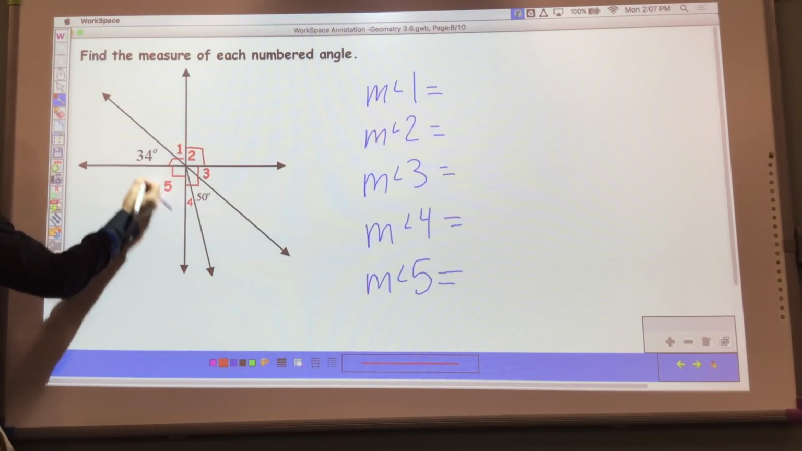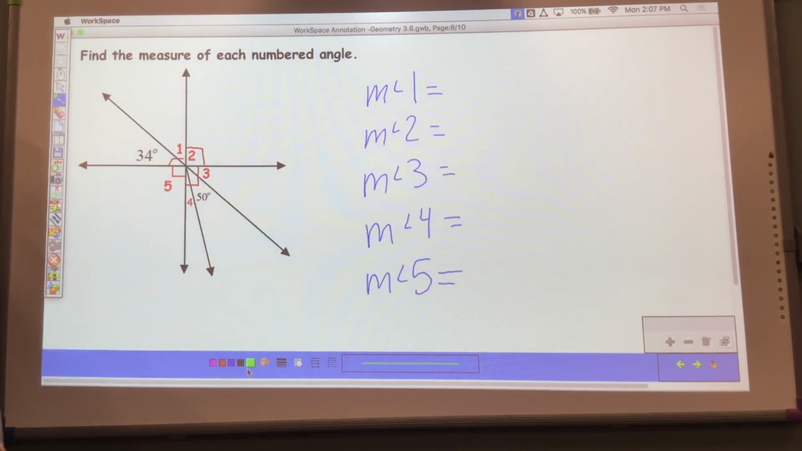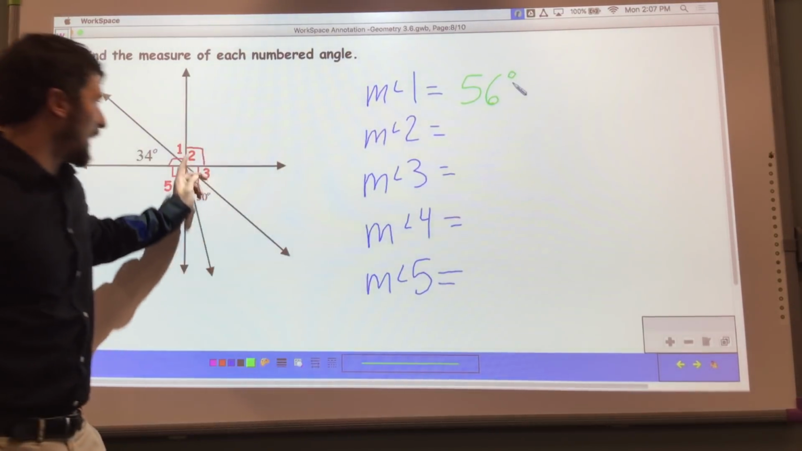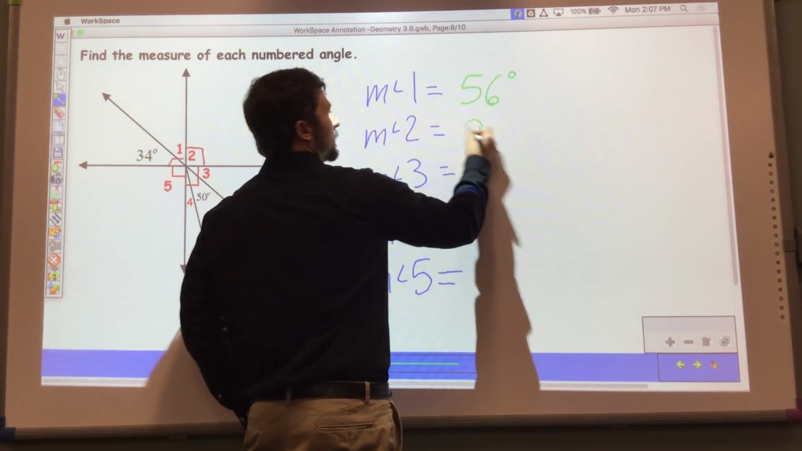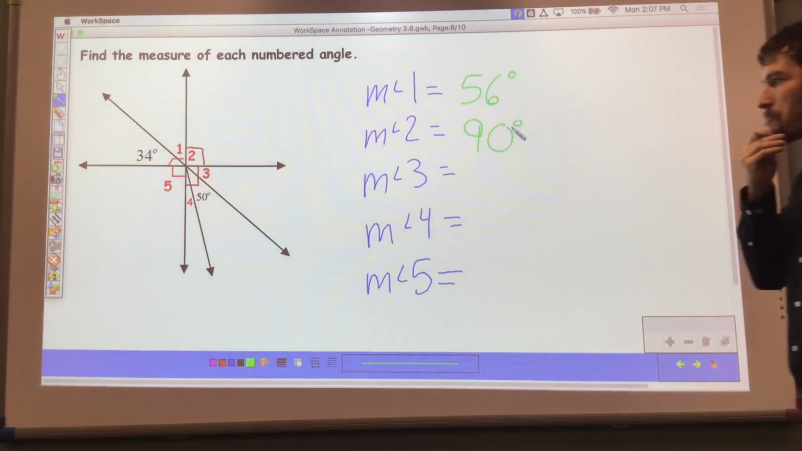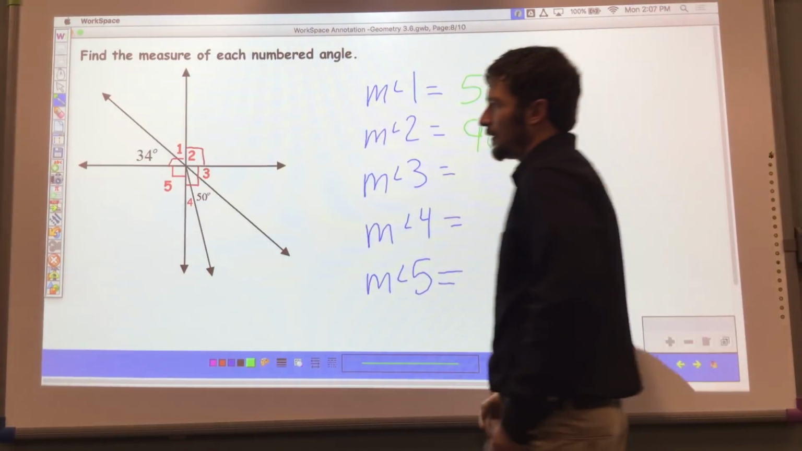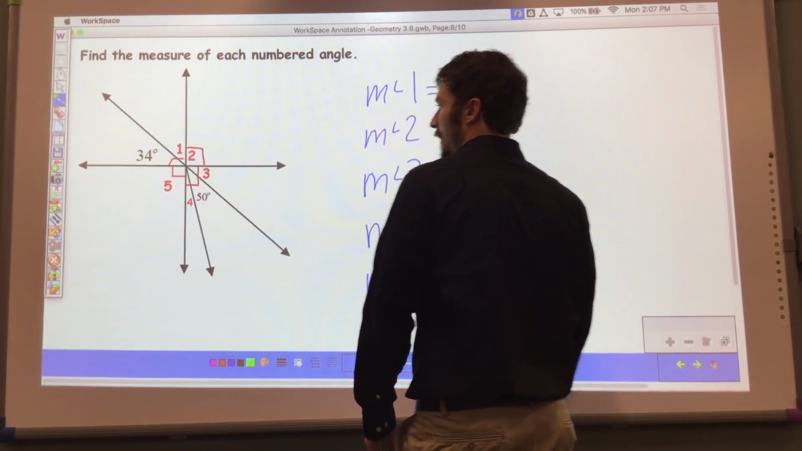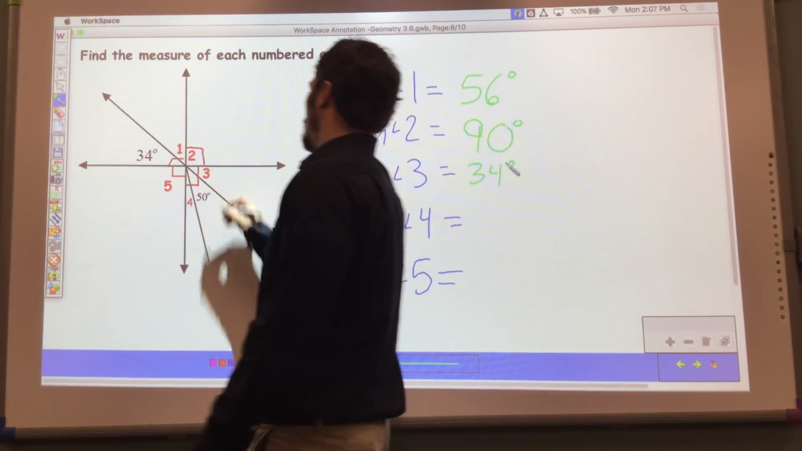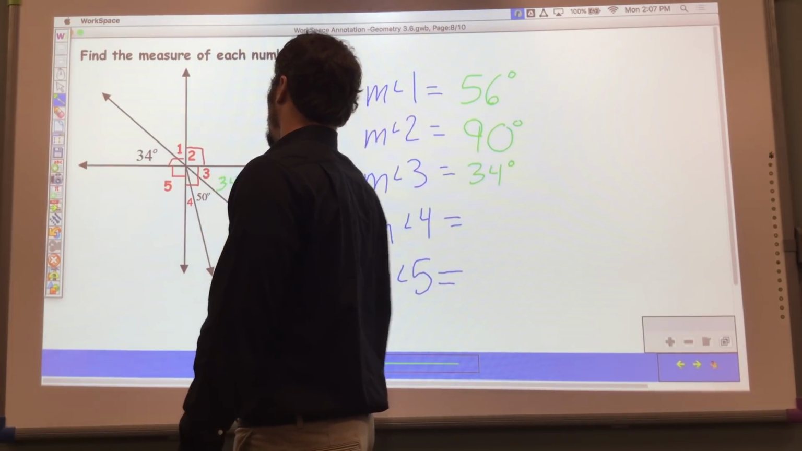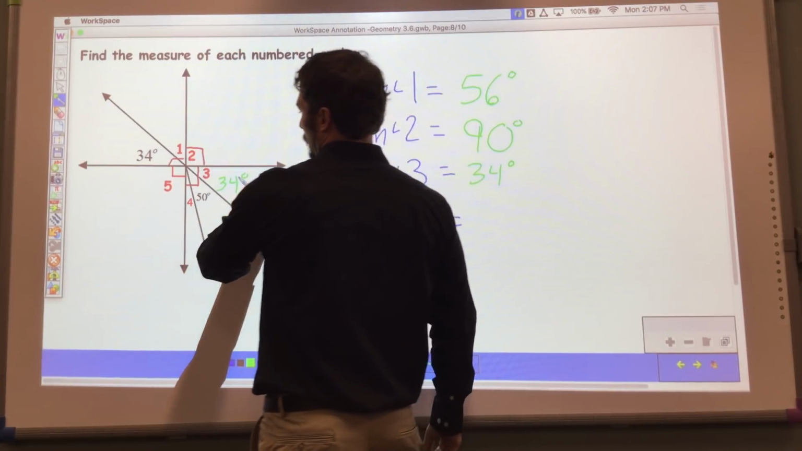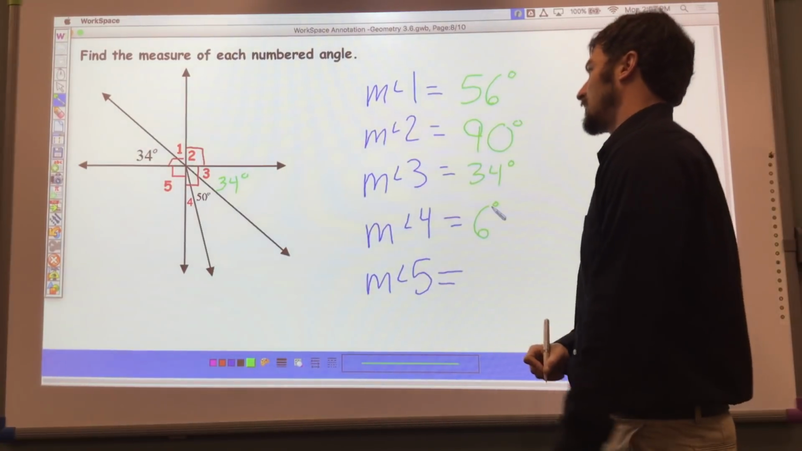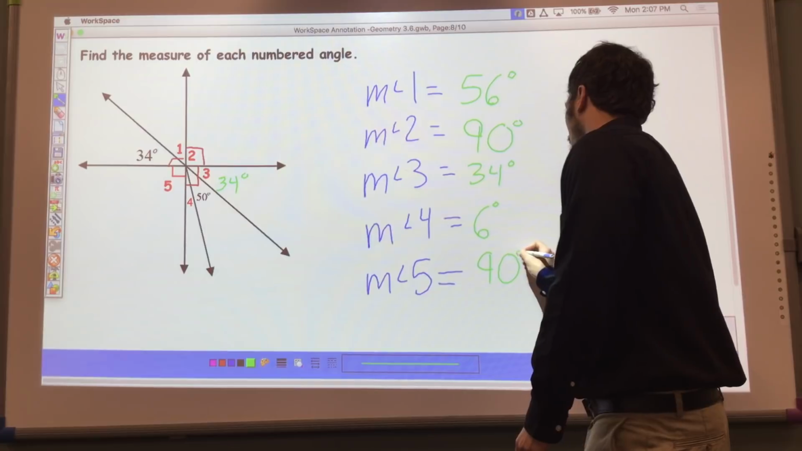So to get angle 1, we would do 90 minus 34. So angle 1 would be 56 degrees. Angle 2 is pretty obvious. It's a right angle, so that would be 90 degrees. Angle 3 is vertical with this angle, so that would be 34 degrees. Angle 4, well, this one's 34. So 90 minus 50 minus 34 is going to give us 6 degrees. And angle 5, again, should be pretty obvious. That's 90 degrees.